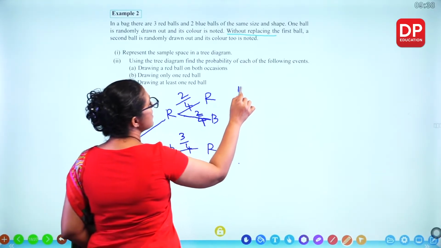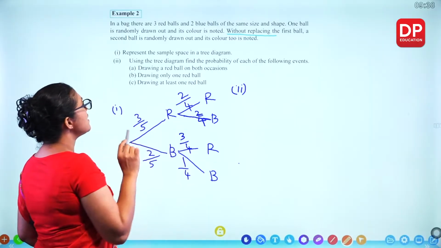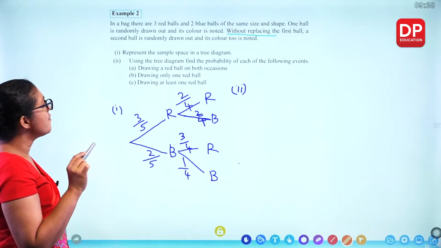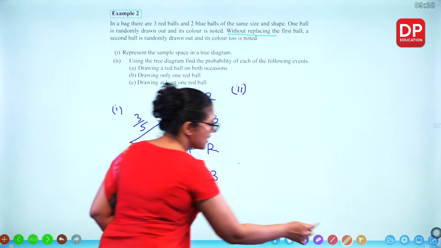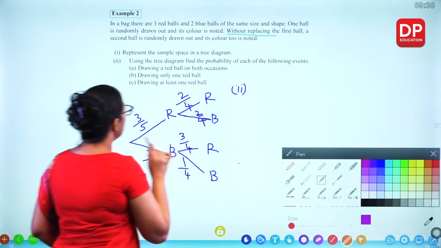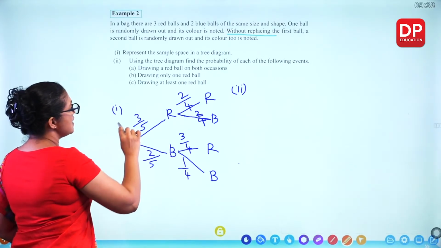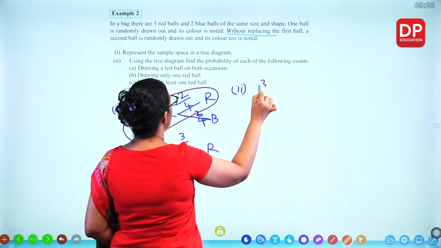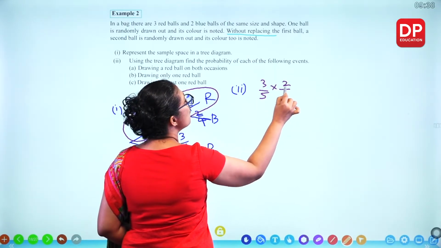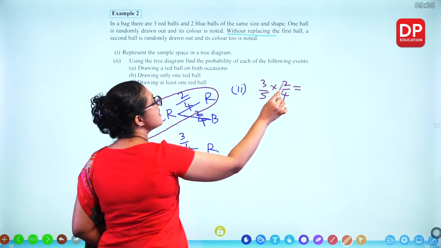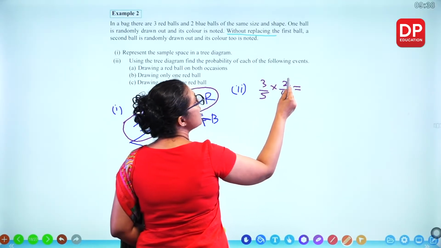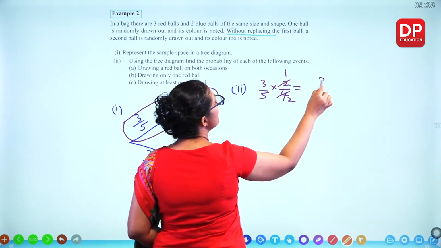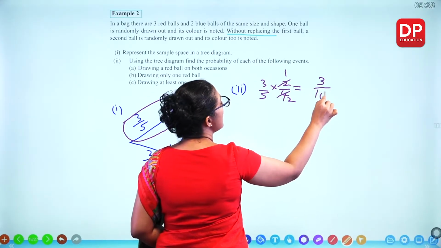Now we'll try to answer the questions. Using the tree diagram, find the probability of each of the following events. Drawing a red ball on both occasions. Red on both occasions means red and red, this branch. So 3 over 5 times 2 over 4. You get 3 times 2, 6, or here you can simplify 1 over 2. 3 times 1, 3, 5 times 2, 10.